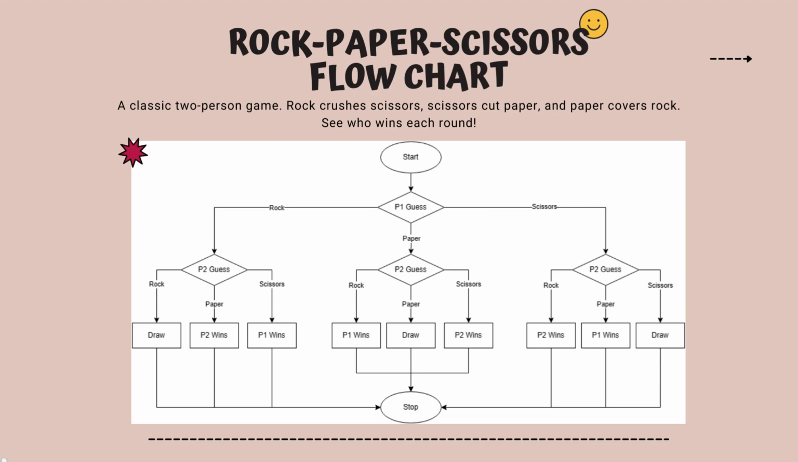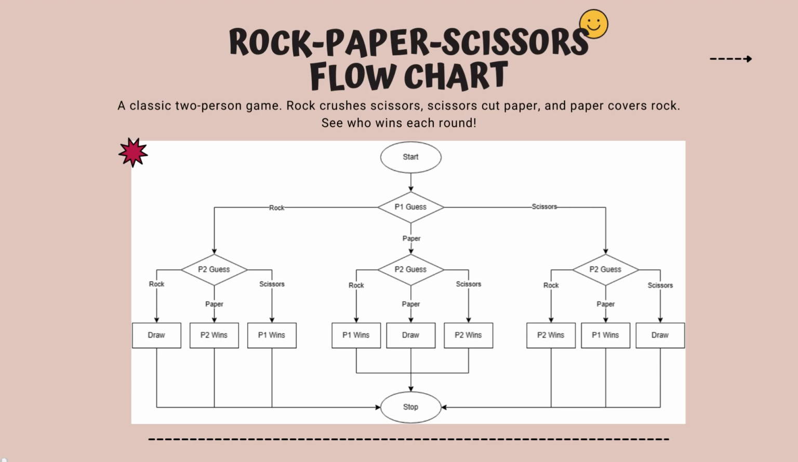And lastly, I'm going to explain about the rock, paper, scissors flowchart. Rock, paper, scissors is a classic two-person game where rock crushes scissors, scissors cut the paper, and paper covers rock. So it's a fair and square game.